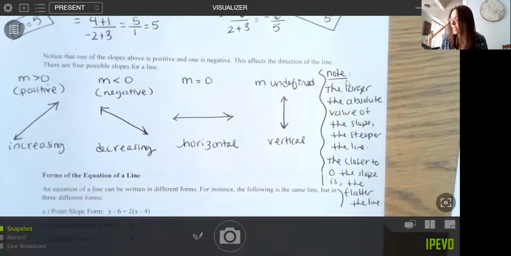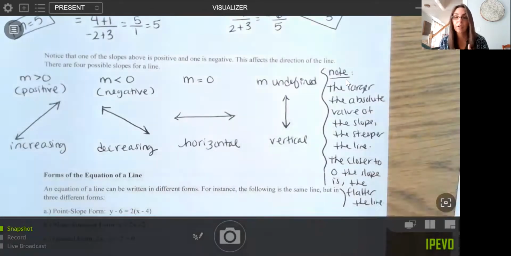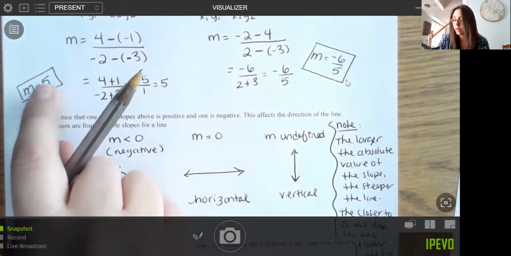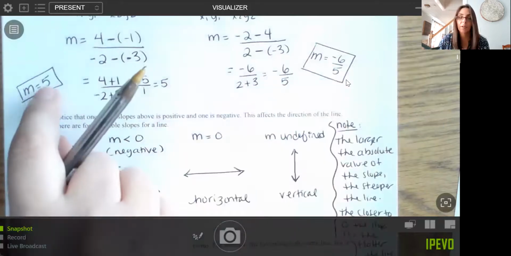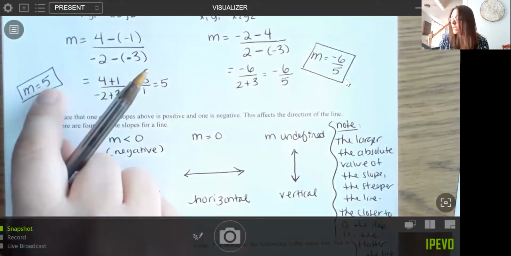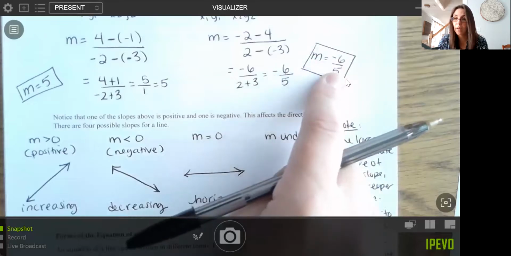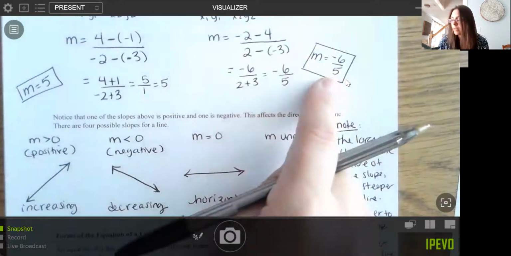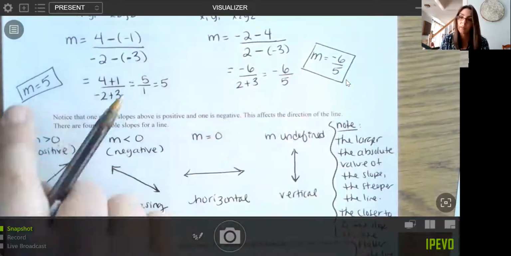So if you have a larger absolute value for your slope, you're going to have a steeper line. So for instance, a slope of 5 here is bigger than the absolute value of -6/5, right? So this is going to be a steeper line. It's going to be more vertical. This value is closer to 0, right? This value is a little bit over -1, I guess a little bit under -1. -1 is much closer to 0 than 5 is. So this will be a flatter line compared to this one.